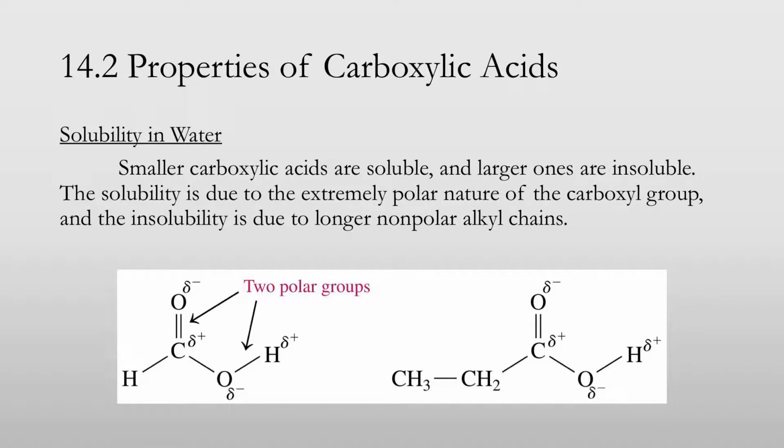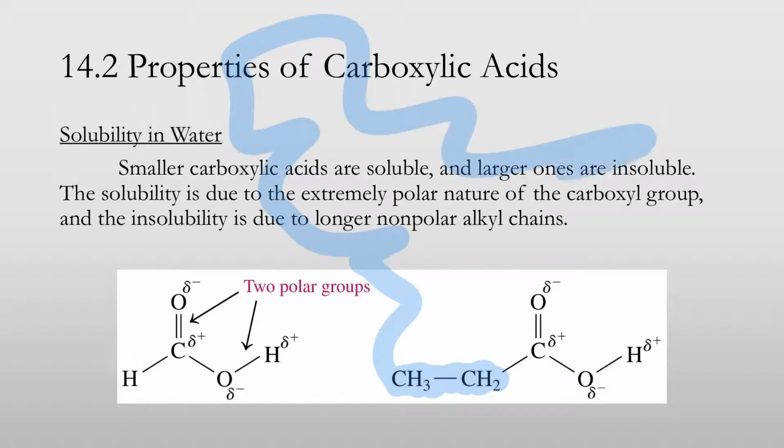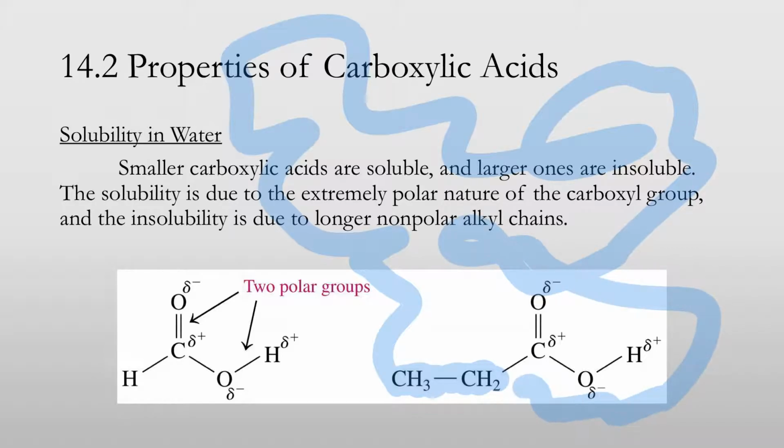Now, the solubility in water of carboxylic acids is going to basically follow the same rules as all of the previous ones and all of the following ones, as far as functional groups. Smaller carboxylic acids are soluble because they have these polar regions, and larger ones are not, because what you get with the larger ones are larger alkyl chains. If the chain is really, really long, then you have more carbons in here, they can block water from getting to this polar region, so they become insoluble in water.